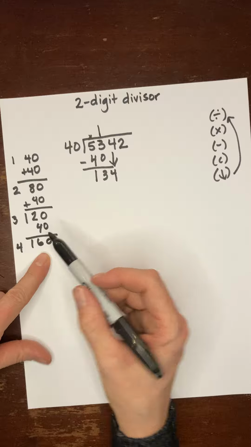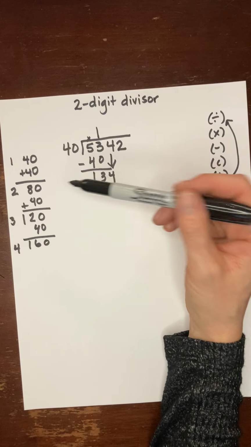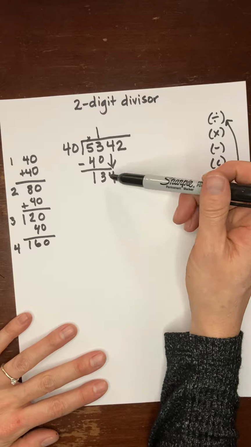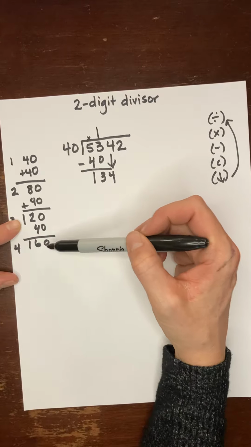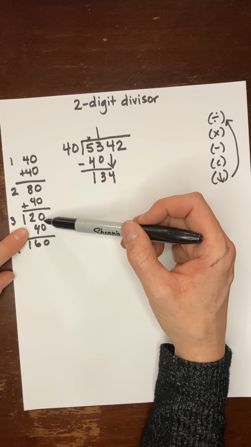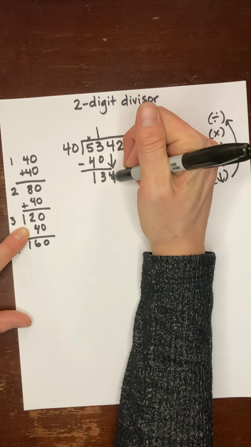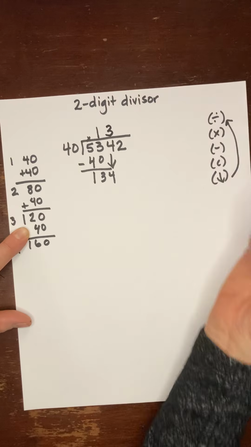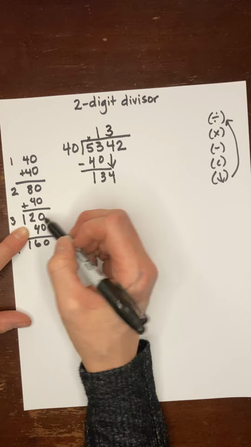Okay, so now I want to look at these numbers that have a number next to them like this. How close can I get to 134 without going over? So 120, then 160. 160 is too big, so I'm going to go back to 120. That's 3 times. So that tells me 40 goes into 134 3 times. Now let's multiply. 3 times 40. Well, I've already done that right here. It's 120.